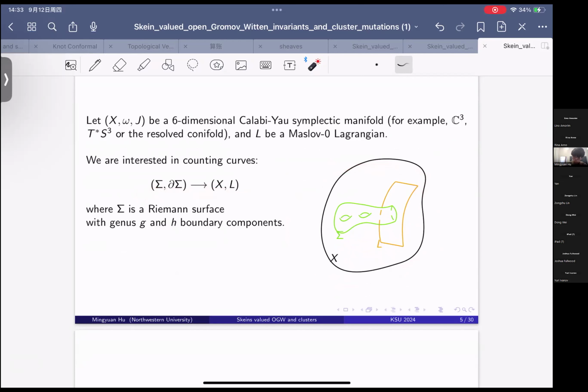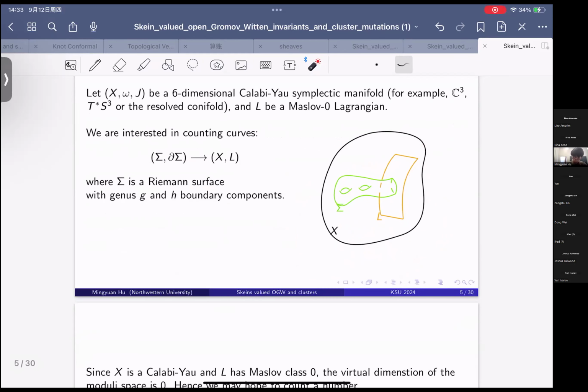Here is a very big picture. We have an L, and this Lagrangian serves as some kind of boundary condition, so it's called a Lagrangian brane. It's a boundary condition of the worldsheet in string theory. So we're interested in counting such holomorphic curves, which are Riemann surfaces with boundary. The point is that we do not just count these, because we count surfaces of all genus, and they could have many boundary components.